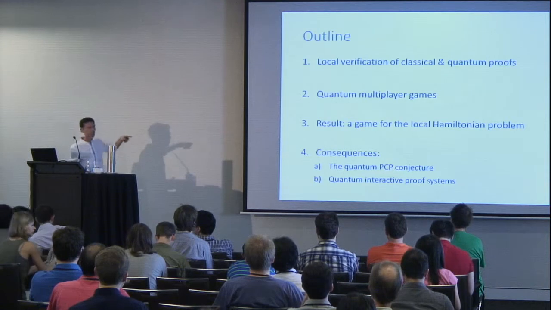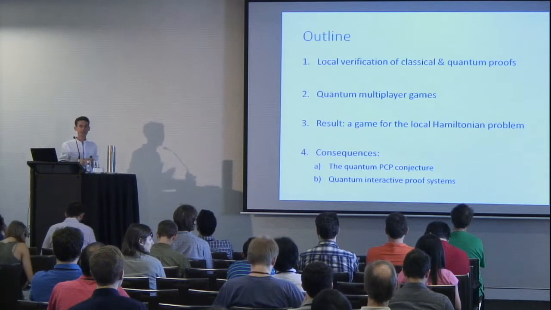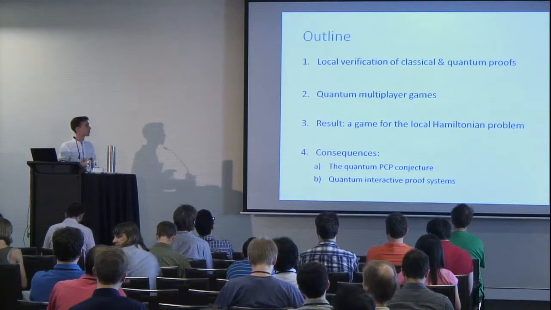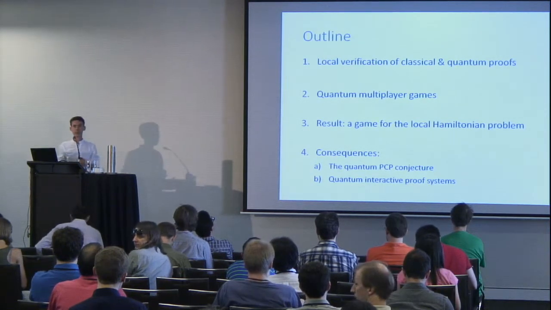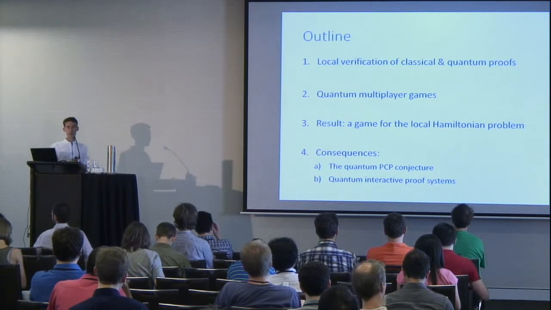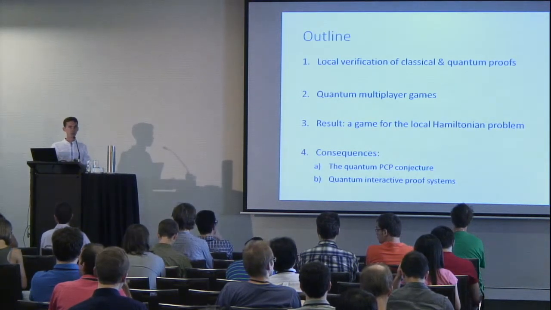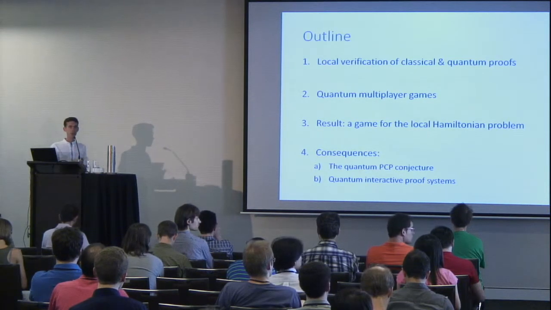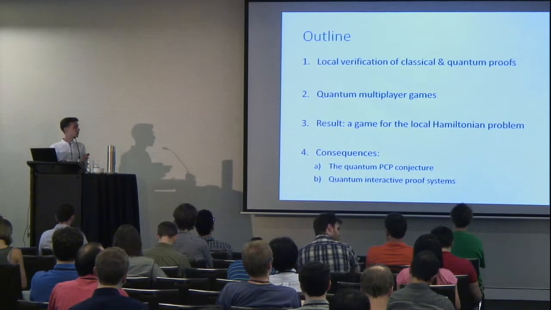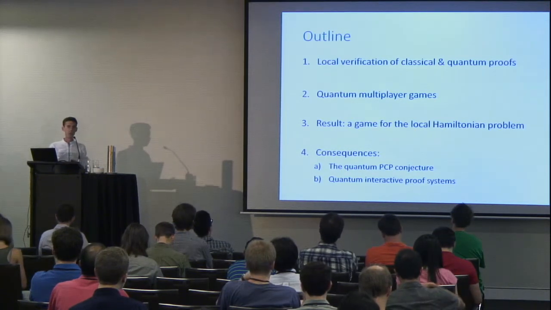I'm sorry. So here's the outline for the talk. What I meant to say is that I'm going to spend some time giving a fairly lengthy introduction before I go into the details of the results. This introduction will try to be thinking about the question of what it means to locally verify classical or quantum proofs. We'll discuss it in the framework of multiplayer games that I'll introduce. Then I'll describe the result, and I'll give you some elements of the proof of the analysis of this game for the local Hamiltonian problem. And then I'll end by describing some implications of the results for first the quantum PCP conjecture, and second quantum interactive proof systems.